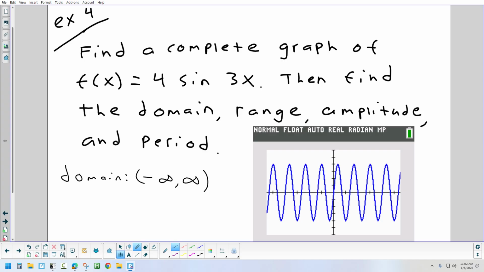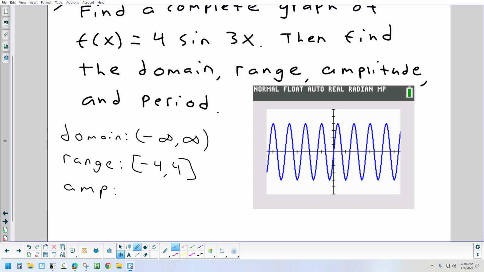Now, the range is not all real numbers. There is a limit to how high and low it goes. What's the lowest that the graph goes, and it does actually hit this number? Yep, +4 and -4. So the lowest is -4, and the highest is +4. And because it hits them, what symbol should we use when we write our interval? We're not writing an inequality, we're writing an interval. Oh, the bracket. Bracket, yep. So there's your domain, there's your range.